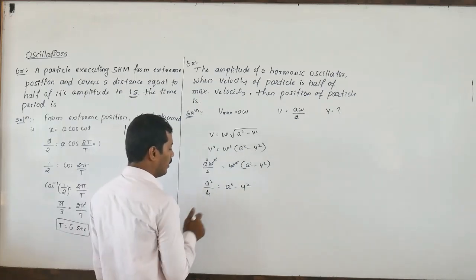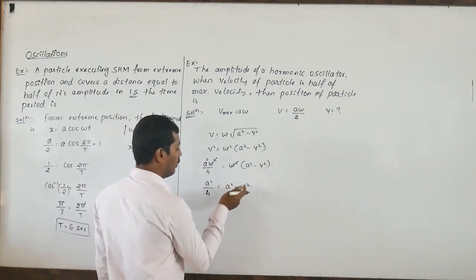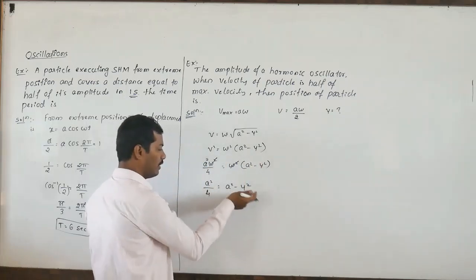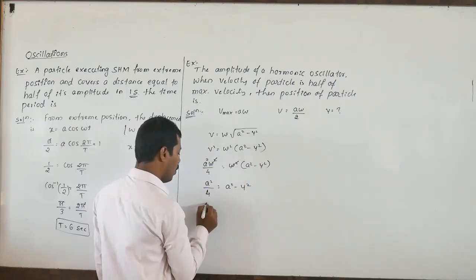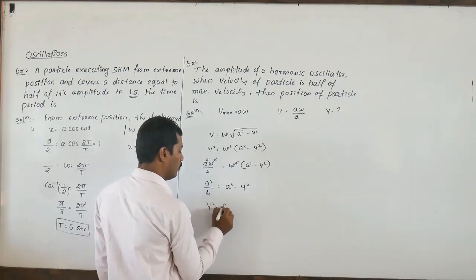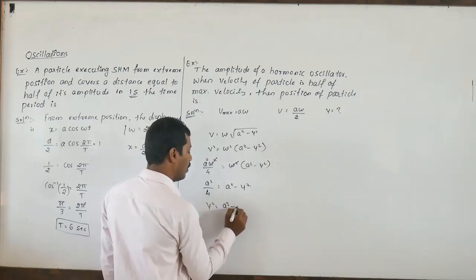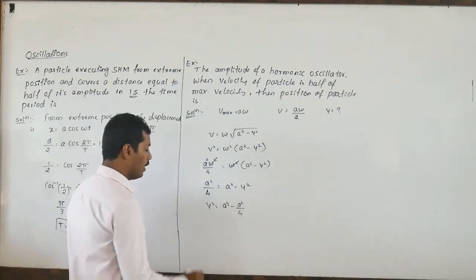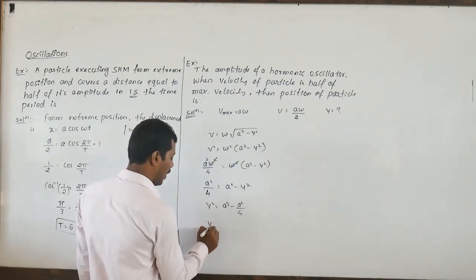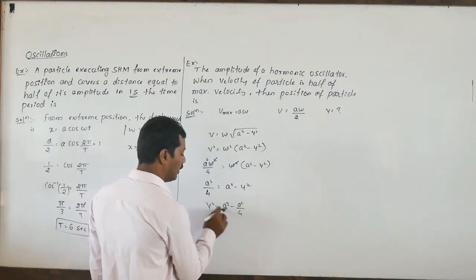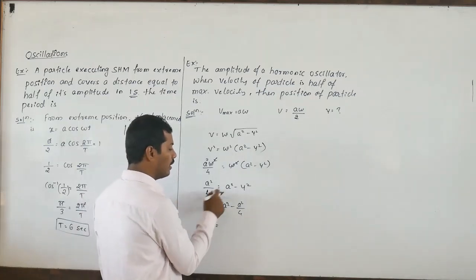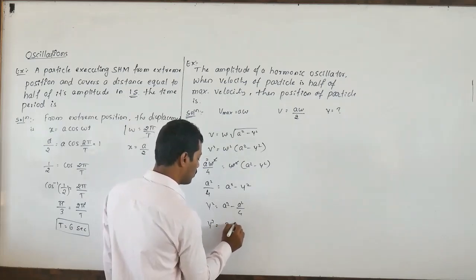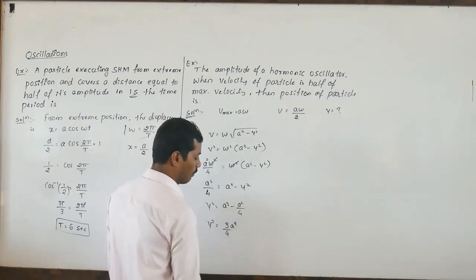Taking this outside here, if you take this one to the LHS and take that to the RHS, that becomes plus and this becomes minus. y square is equal to a square minus a square divided by 4. Then again, y square is equal to, LCM is 4, so 4 minus 1 is equal to 3. That becomes 3a square divided by 4.